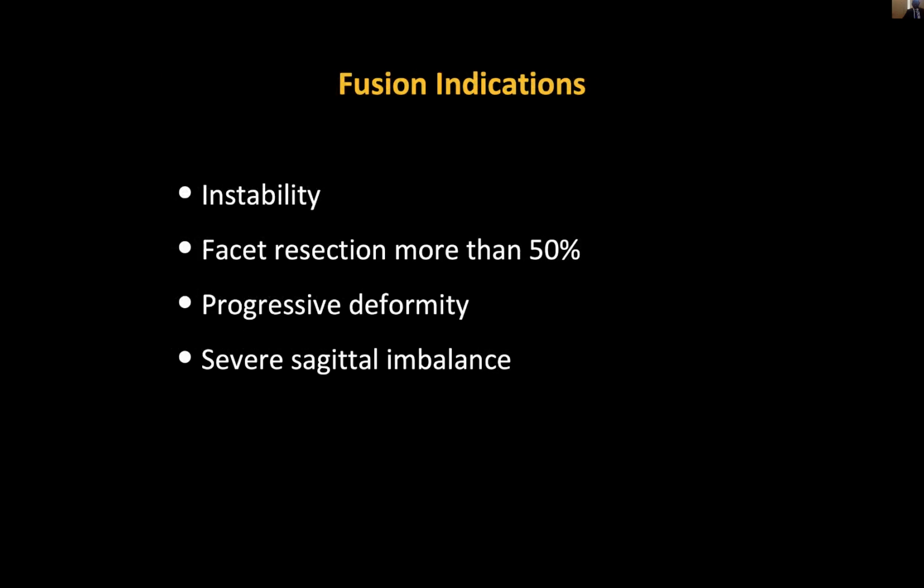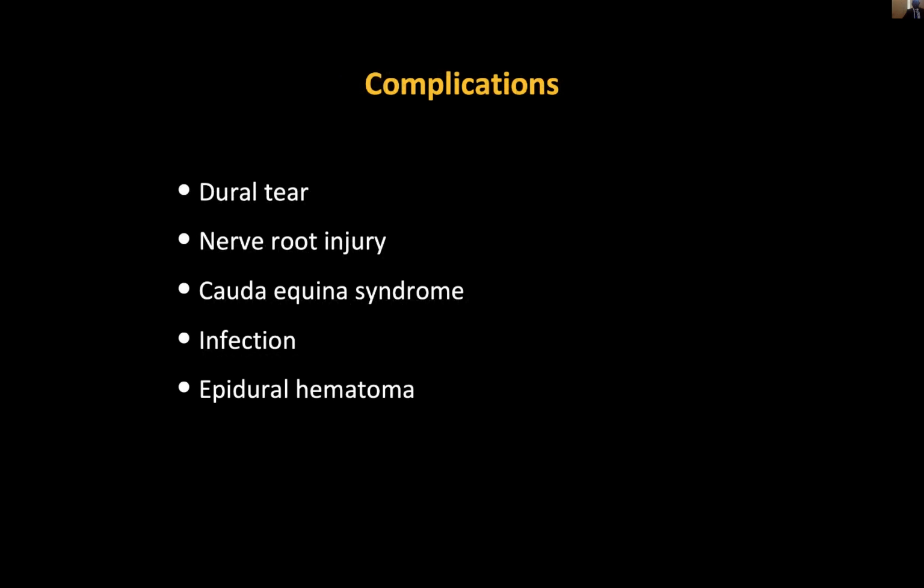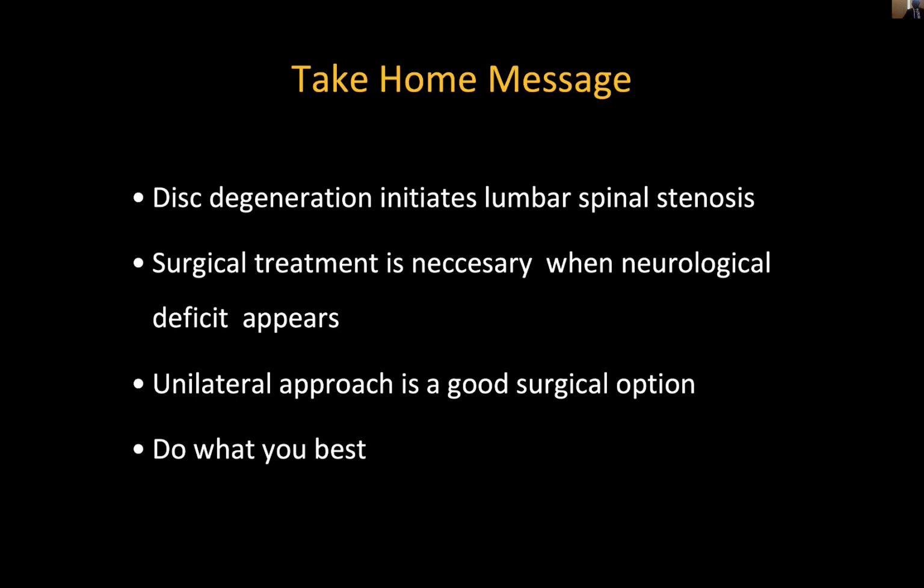For fusion indications, if there is instability, if you remove more than 50% of the facet, or if it progresses, you have to fuse that patient. The complications are dural tear, nerve root injury, cauda equina syndrome, infection, and epidural hematoma. For the take-home messages, disc degeneration starts everything in lumbar and also thoracic spinal stenosis. You have to do the surgery if the conservative treatment does not work and if you have neurological deficit. And unilateral approach with bilateral decompression is a good option. And please do what you can do best.